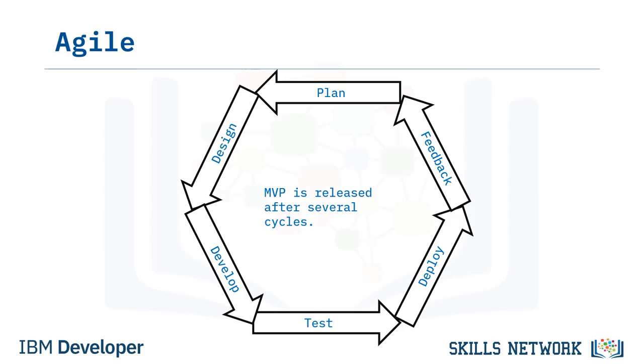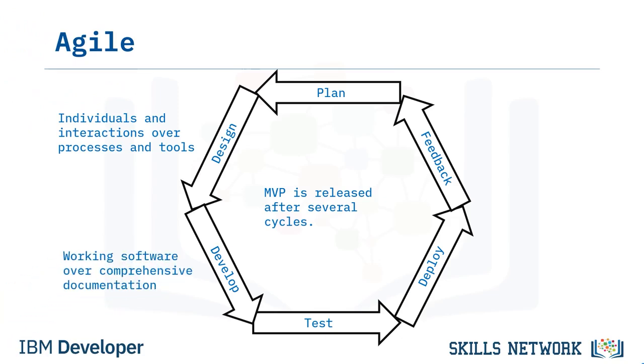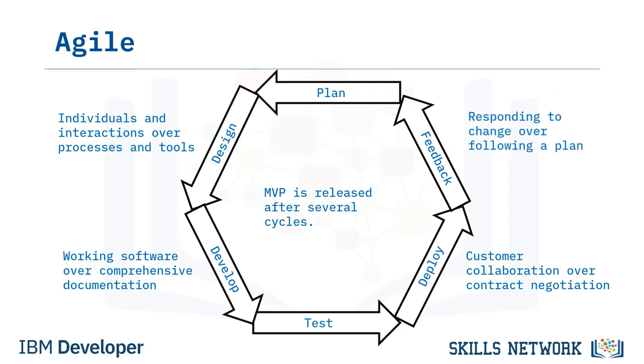The 4 core values of Agile development outlined in what is known as the Agile Manifesto are individuals and interactions over processes and tools, working software over comprehensive documentation, customer collaboration over contract negotiation, and responding to change over following a plan.